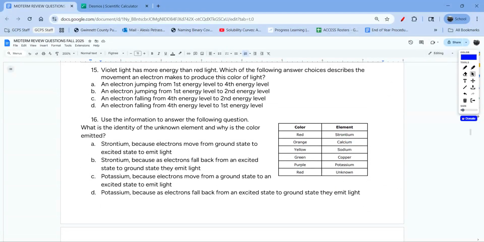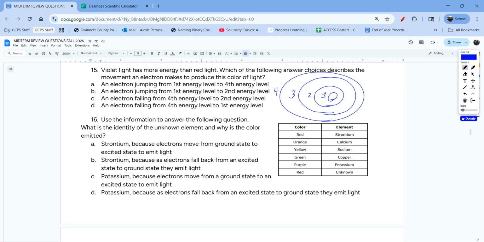All right. Violet light has more energy than red light. Which of the following answer choices describes the movement an electron makes to produce this color of light? All right, so here's the thing. It's talking about energy levels. Draw a little atom. It's like energy level 1 that the electrons live on, energy level 2, energy level 3, energy level 4. That way you have a picture to look at when you're thinking about these energy levels. They're really the orbitals.